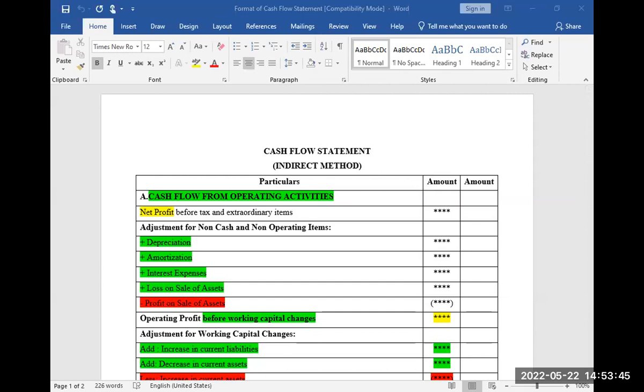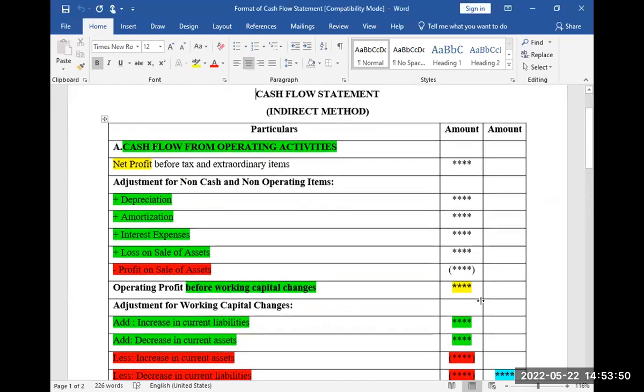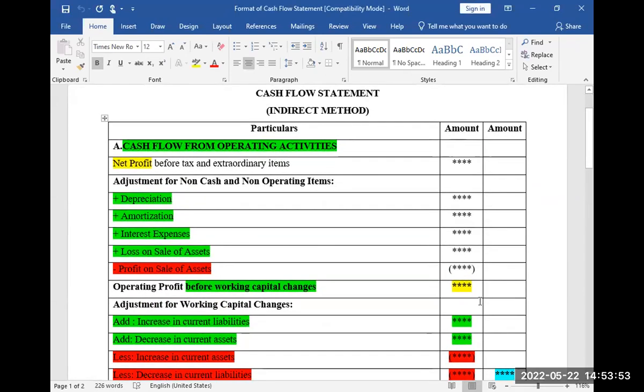I'm sharing a Word file. I hope it is visible for all of you. Is it visible online? Yeah, thank you.